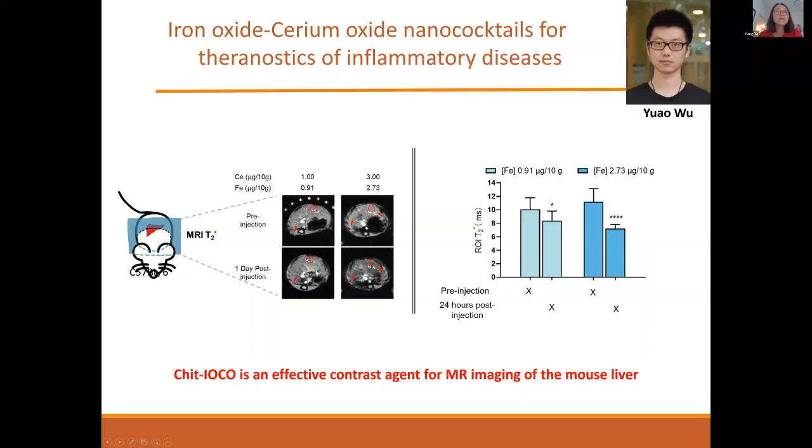With two different injection doses of the nanoparticles, you can see after the injection, the signal becomes darker compared to before injection. We also measure the relaxation time of the area, and you can see that 24 hours after injection of the particles, the relaxation time is significantly reduced compared to before injection. So these are two different injection doses.